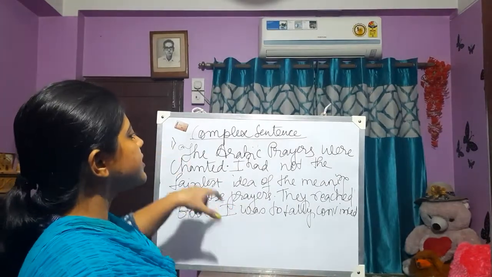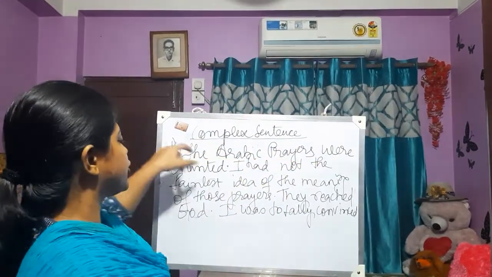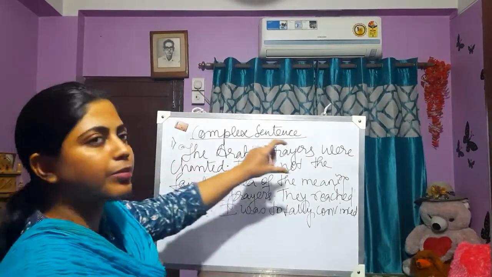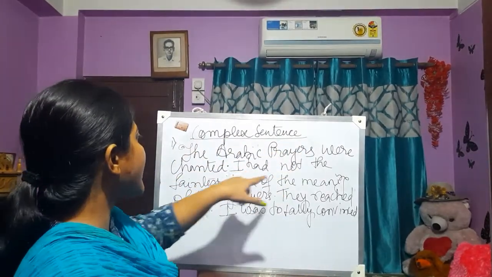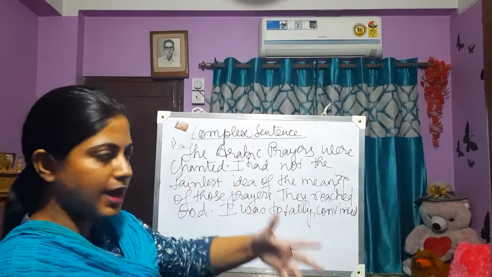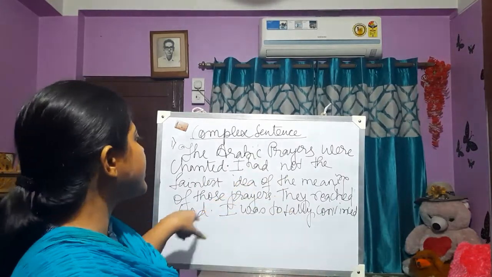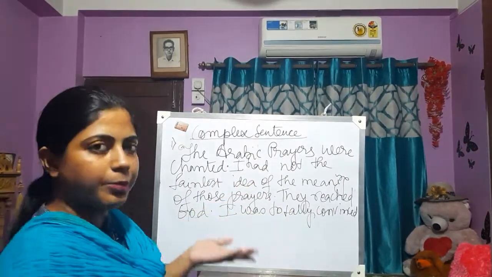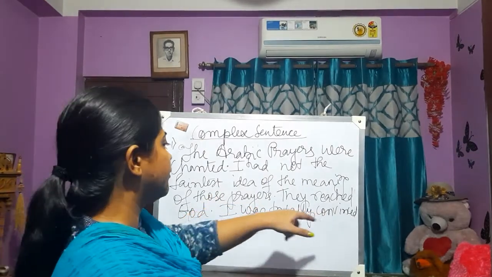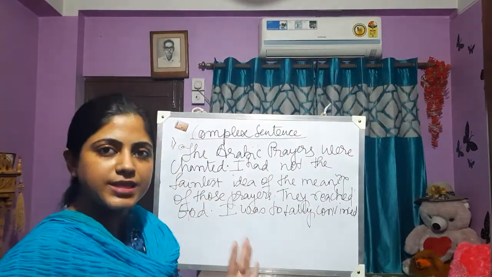In each sentence you can see the subject has changed. The Arabic prayers were chanted: Arabic prayers, subject. I had not the faintest idea of the meaning: I, subject, rest, predicate. They reached God: they, subject, reached God, predicate. I was totally convinced: I, subject, was totally convinced is predicate.